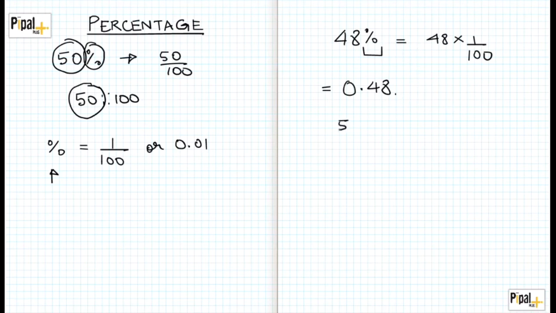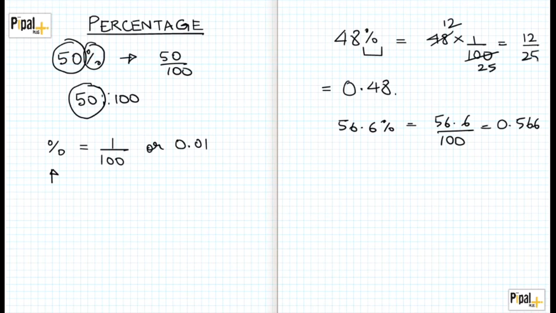Let's say if we had 56.6%, it would become 56.6 divided by 100, which is equal to 0.566, right? So this bit is fairly straightforward. What we can also do with this is let's go back to 48%. 48 upon 100 can be expressed as 12 and 25. We can cancel out the common factor 4 and we get 12 upon 25. So we've expressed a percentage into a fraction and we've also expressed a percentage into a decimal, right?